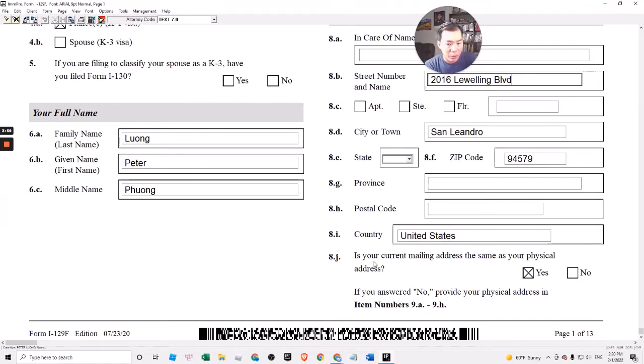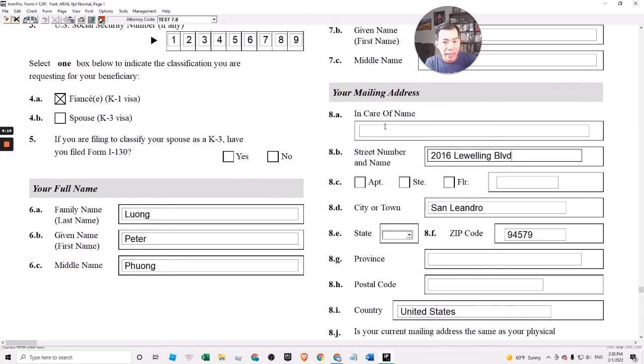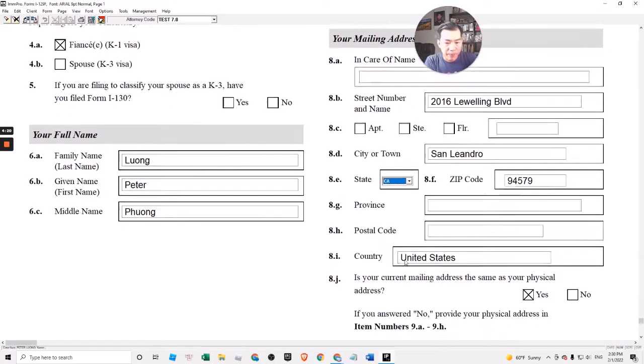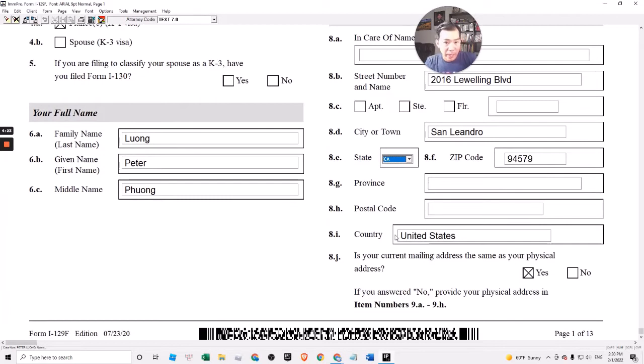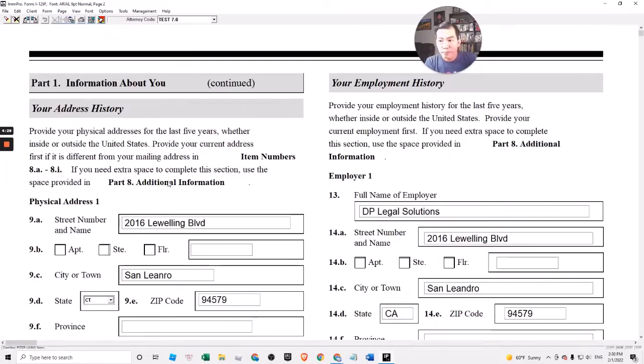And they have the question, is this mailing address the same as your physical address? You can have the option to use a mailing address different from your physical address, but make sure you are able to receive mail from USCIS. Again, mailing address, you have to make sure it's your current and correct address. So that is the first page. There are 13 pages. So I just finished the first page, and we are going to the second page.